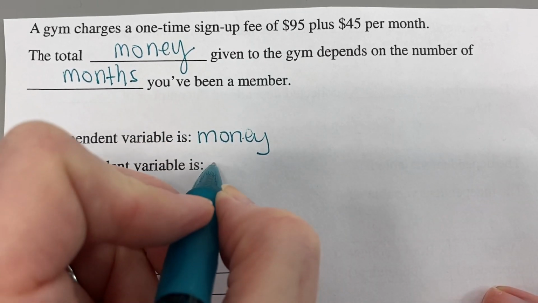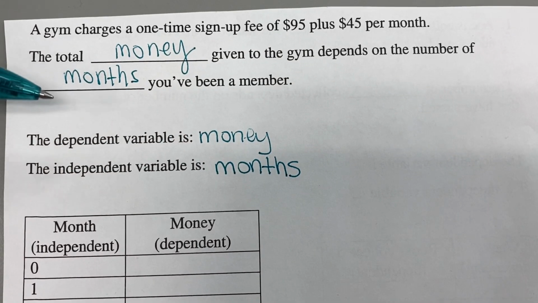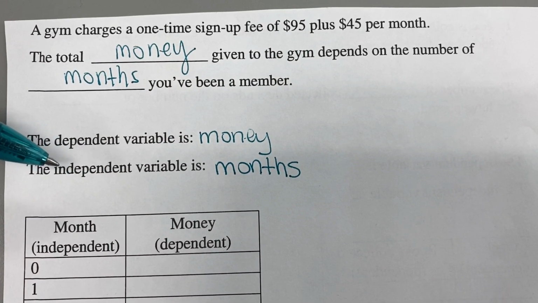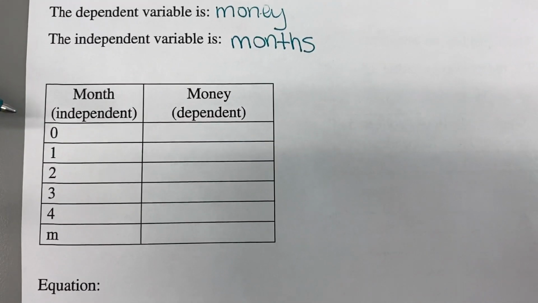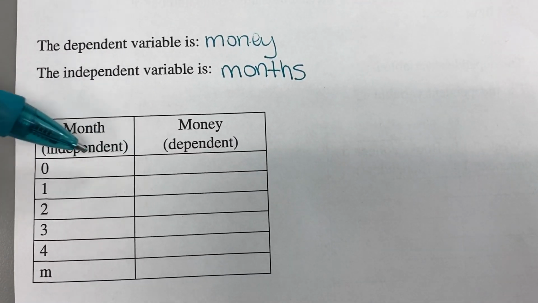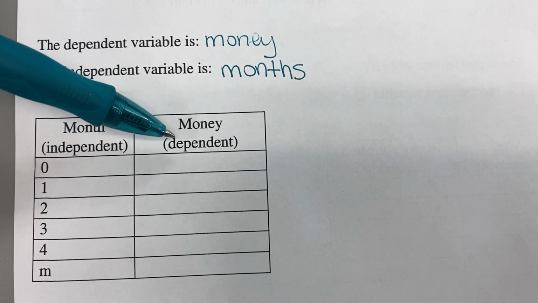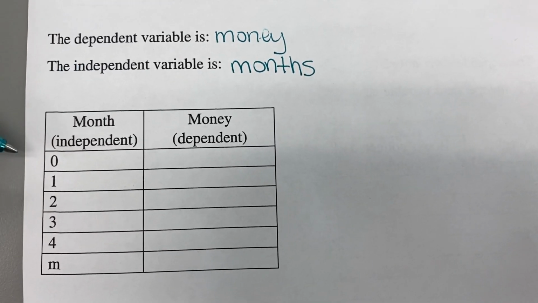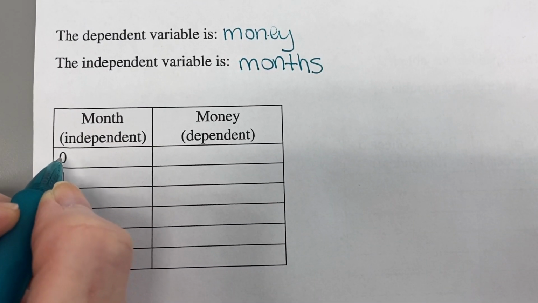And like I told you, time is always independent. Time waits or depends on nothing. It rolls no matter what. So when you look at the chart, that's why we have the independent first, which is months, the dependent second, money.